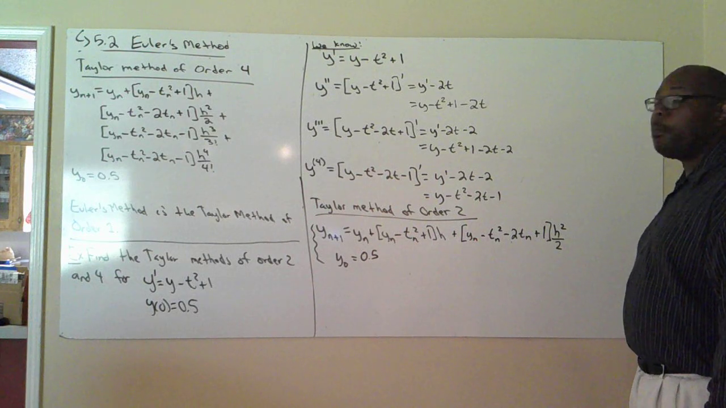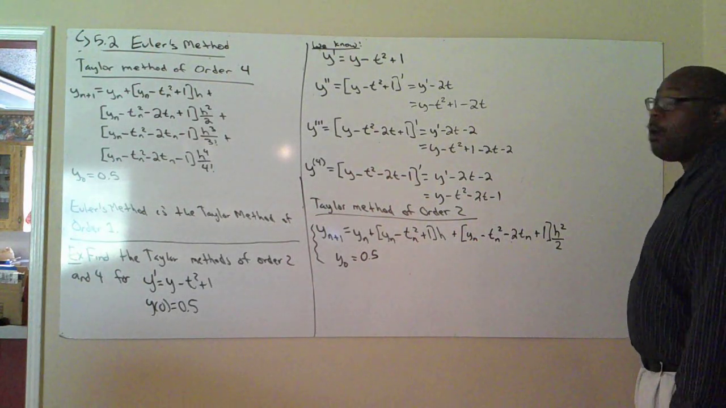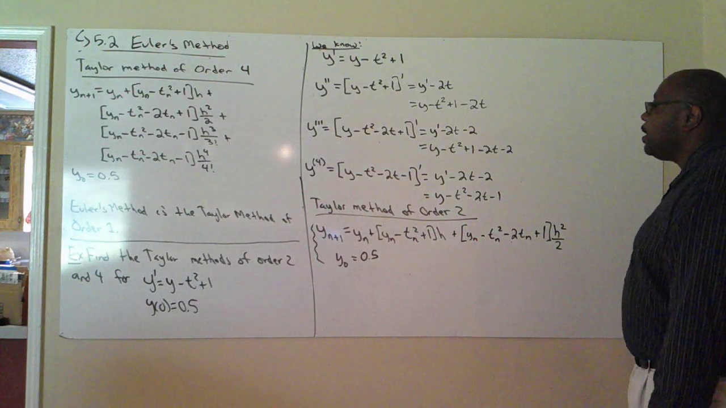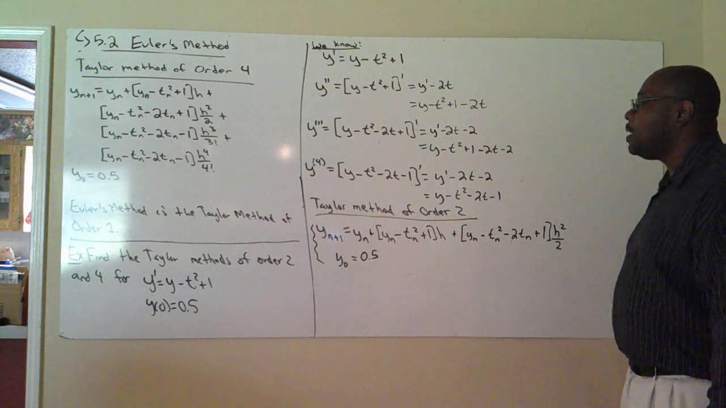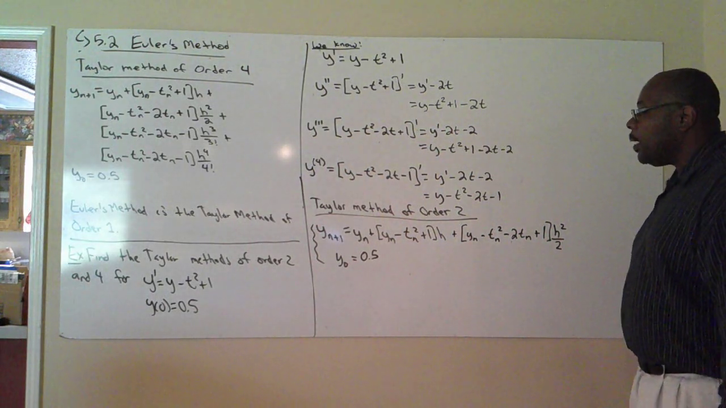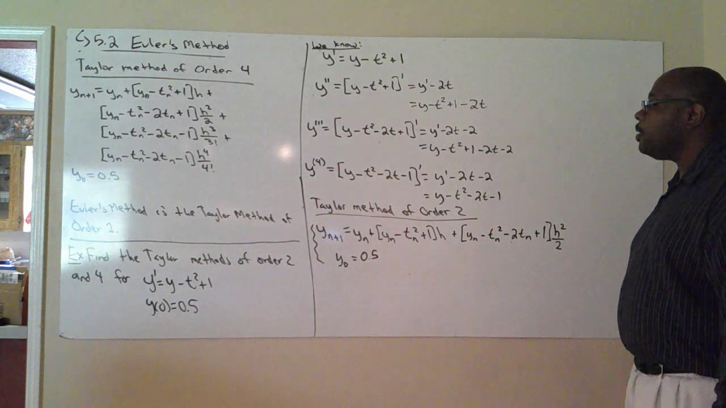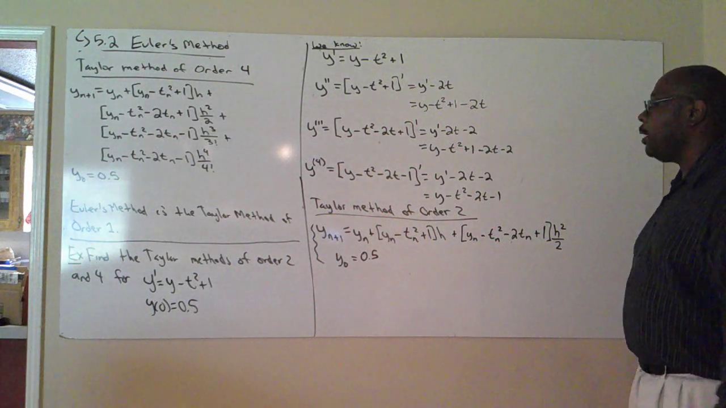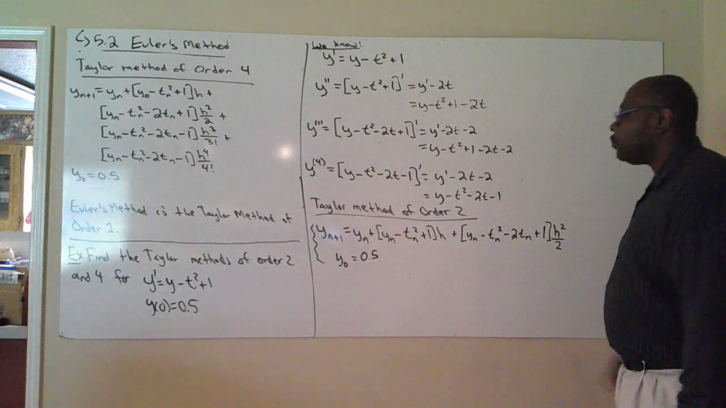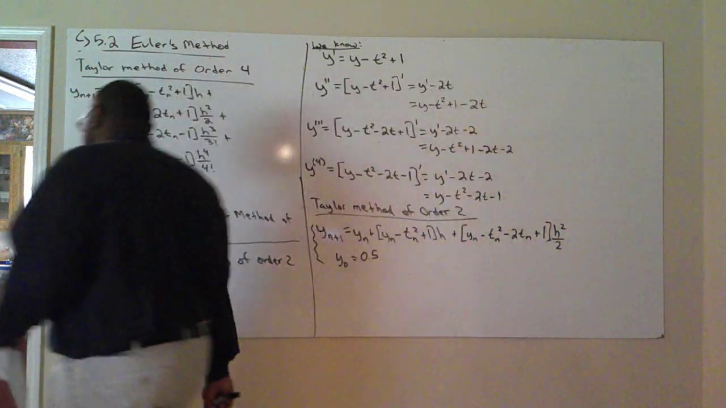Taylor method of order 4, but Taylor method of order 2 is definitely on the table, right? So make sure that you know how to come up with the Taylor method of order 2. So let's write down a couple of the terms for the Taylor method of order 2 so that we know how to do it. Let's do that here.